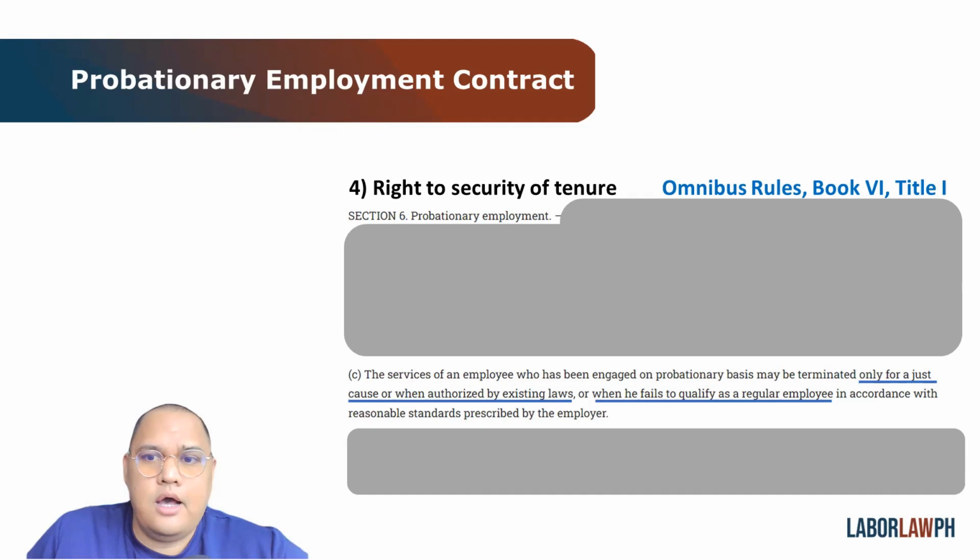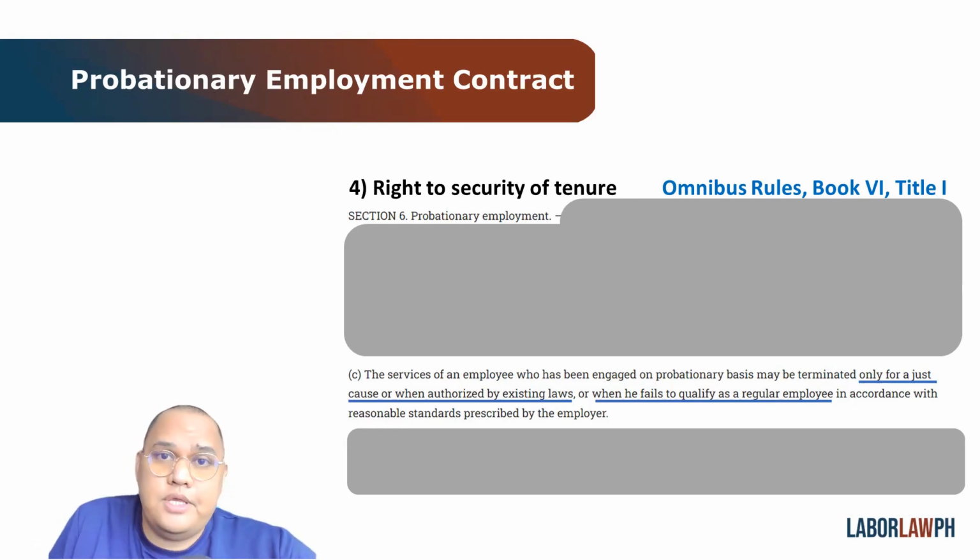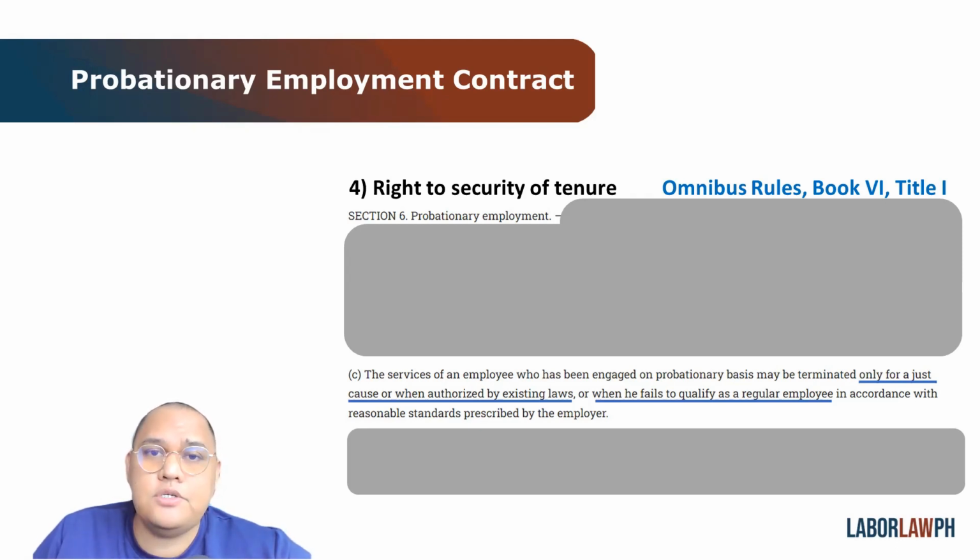Okay, under the Omnibus Rules Implementing the Labor Code, Book 6, Title 1, Section 6, letter C, it states that the services of an employee who has been engaged in probationary status may be terminated only for a just cause or when authorized by existing laws. So similar to regular employees, they may only be dismissed for just or authorized causes. For non-regular employees, before the expiration of the employment contract, they may only be dismissed or terminated for just or authorized causes.